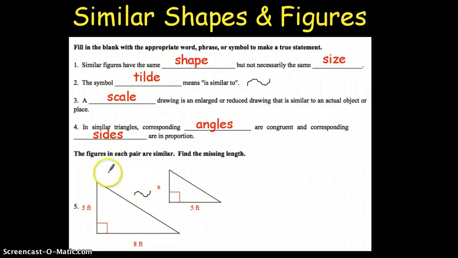And so because we know they're similar, because they tell us that, right, and in the next problem they're also similar, we can apply using proportions. So because we can apply using proportions, we can set up our proportions. So we're going to have our fraction bar, our equal sign, and then again our fraction bar.